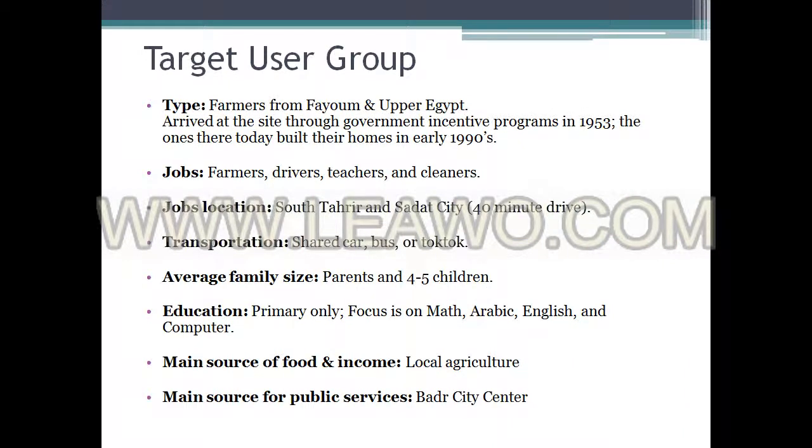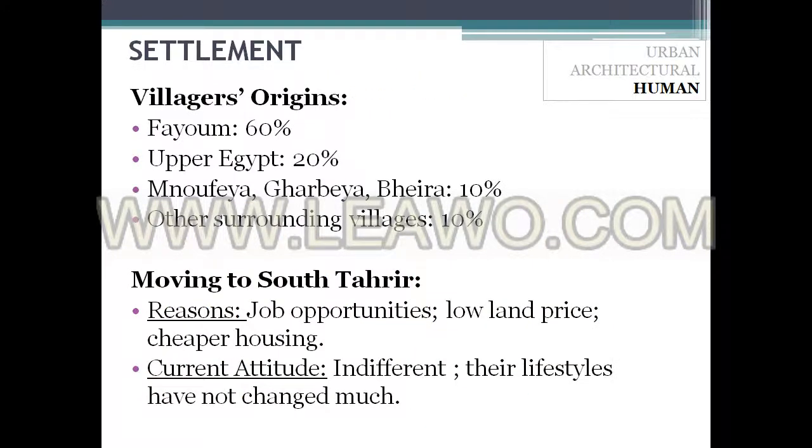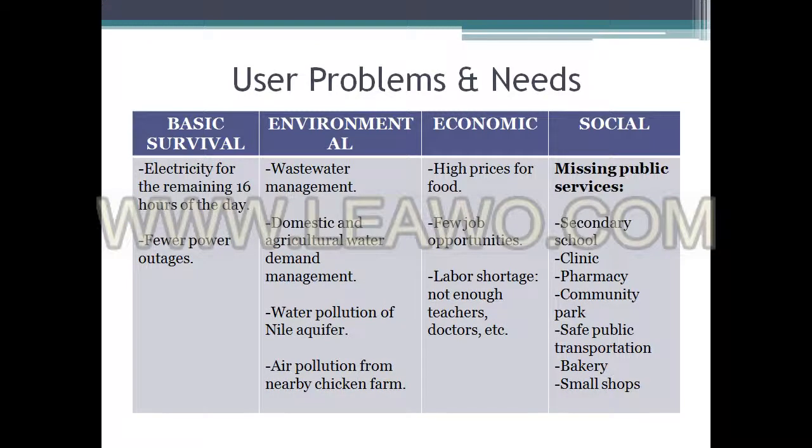So in order to appreciate the context and come up with a set of design guidelines for them, we described the user group and studied them. We saw that most of them are farmers living very simple lifestyles, with low income and basic education in maths, English, and computers, for example. And they have public services. Although they're much better off than other poor people in Egypt, they do still have problems.